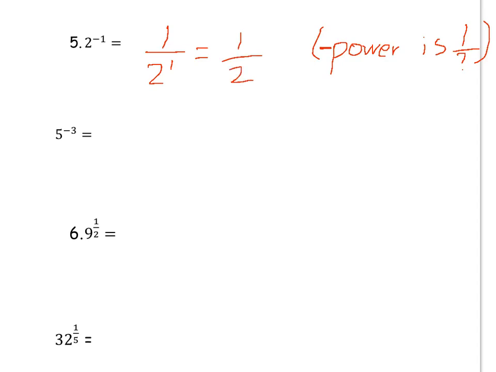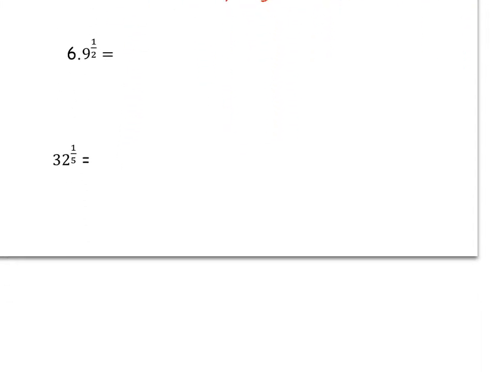Fifth rule. 2 to the power of minus 1. Now what you need to remember is anything to the power of a minus power is 1 over. So minus power is 1 over. So here, 2 to the power of minus 1 is 1 over 2 to the power of 1, which is just 1 over 2. So 5 to the power of minus 3 is, the minus means 1 over 5 cubed. And 5 cubed is 5 times 5 times 5, which you should know is 125. So 5 to the power of minus 3 is 1 over 125.